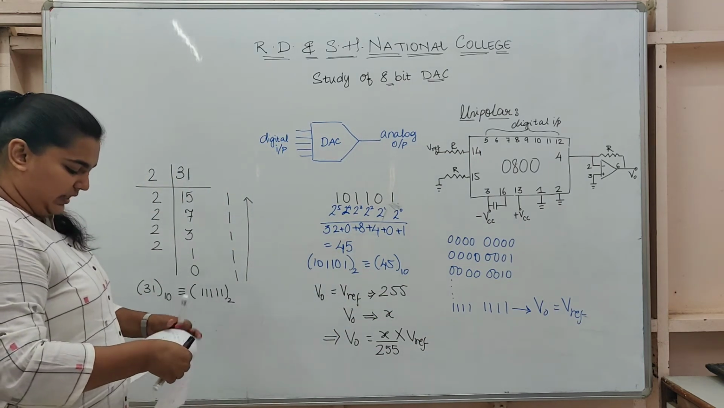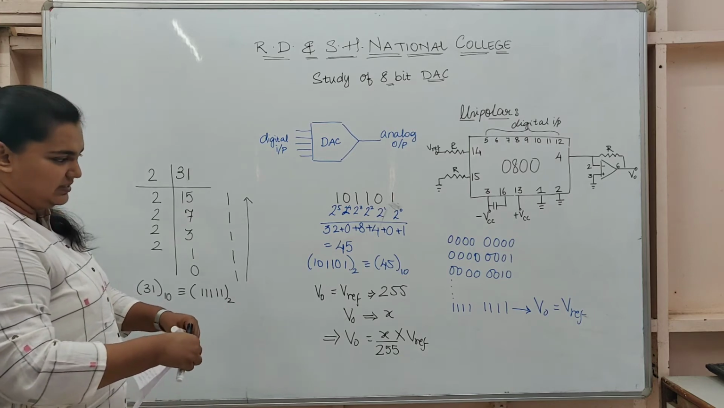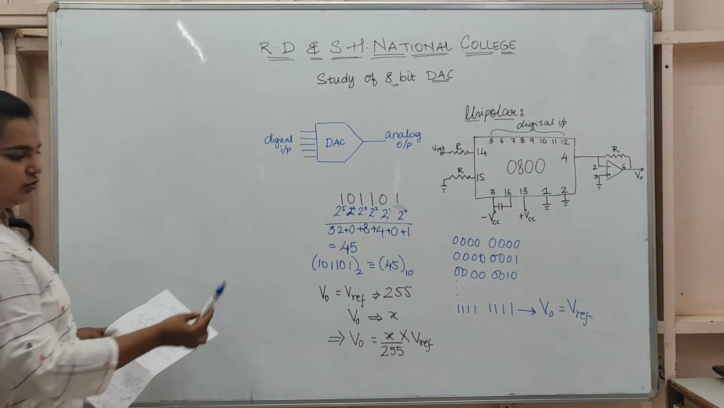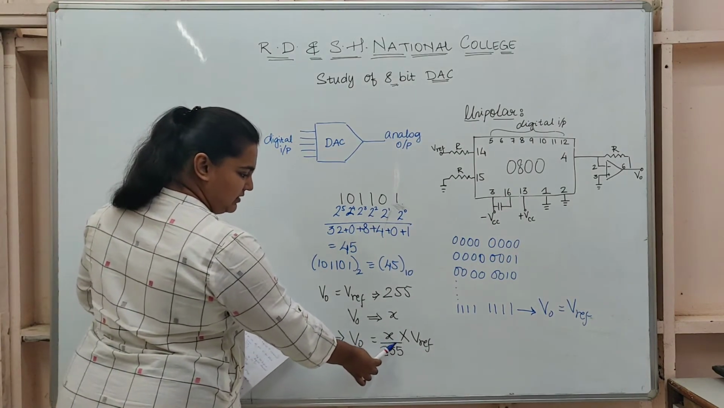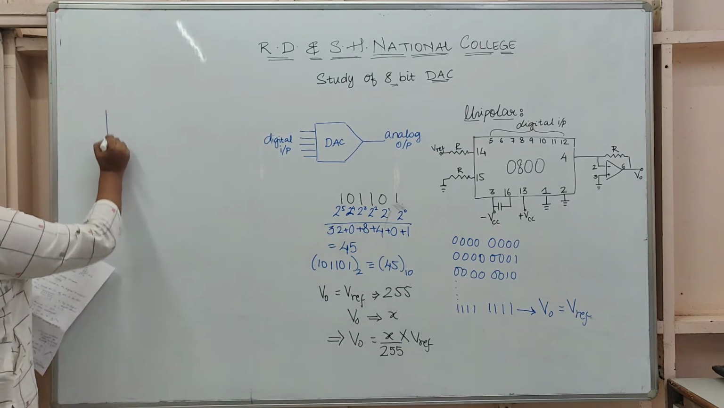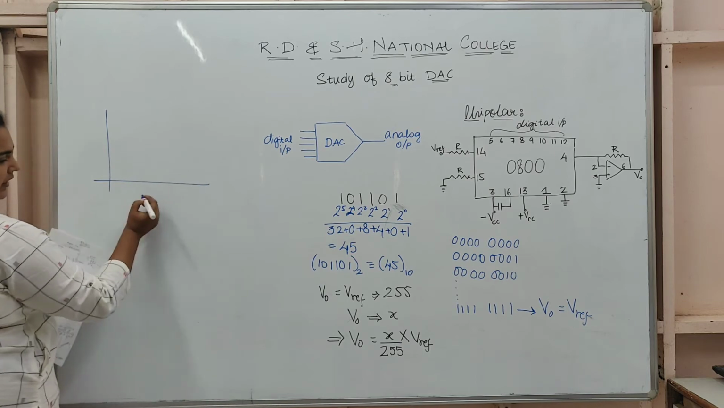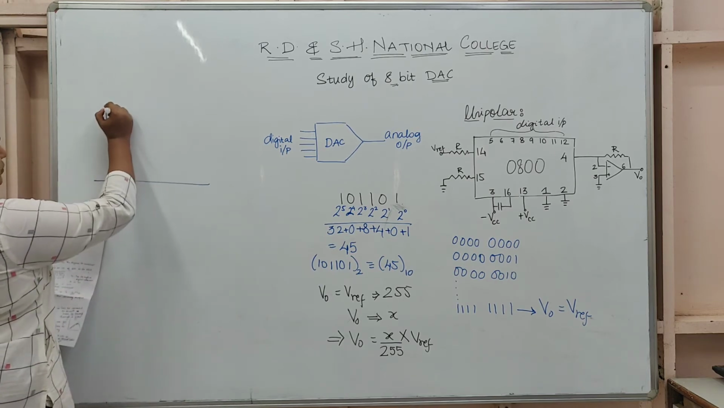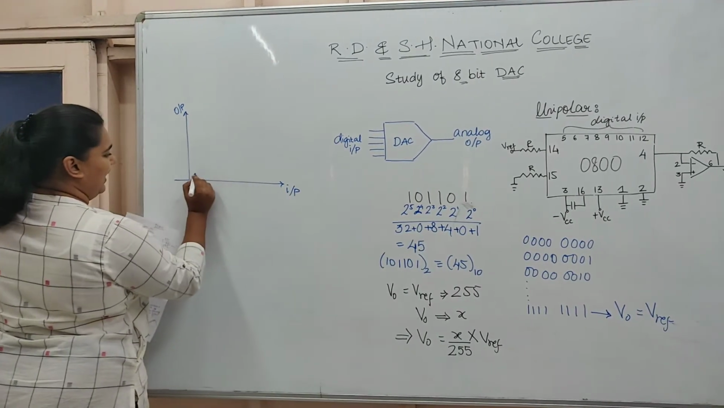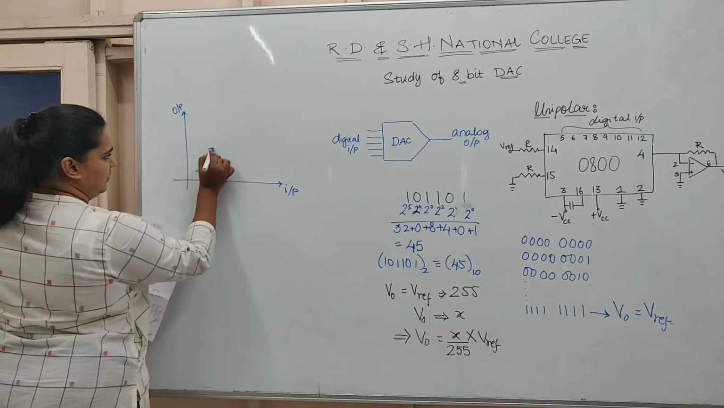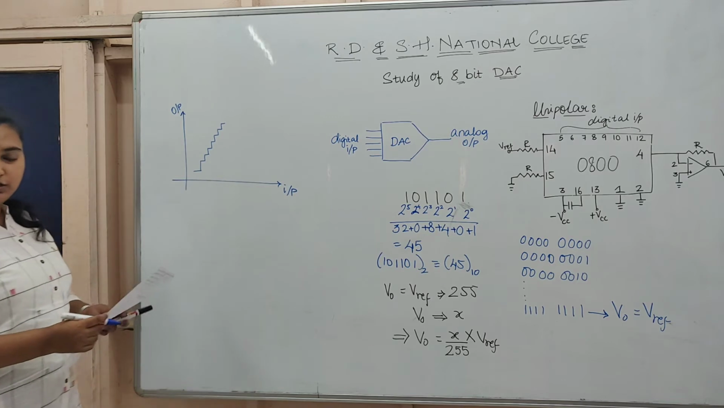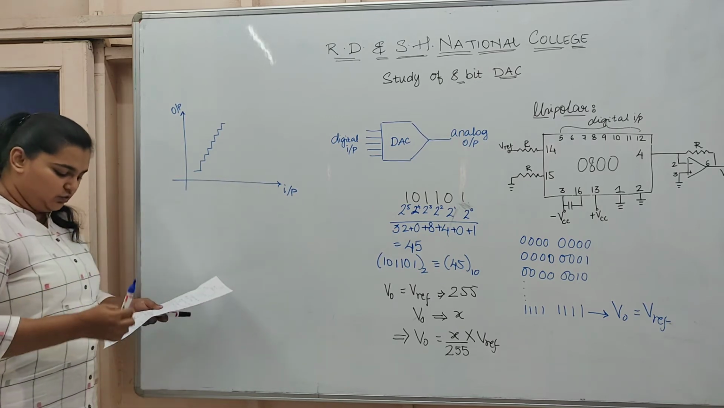Now coming to the next point, which is what is a resolution. I will erase this part of the board before that. Okay, so now if you realize, since this is X upon 255 into Vref, the output will actually be in steps. So if I take my input here and my output here, this is my output voltage and this is my input, the output will actually come out to be in steps. The steps may be broad or narrow depending on whatever is the resolution. So coming to what is the resolution now.